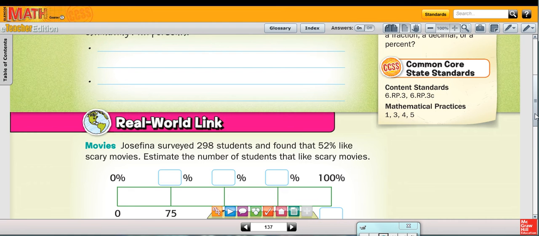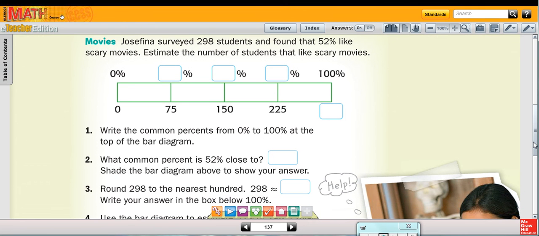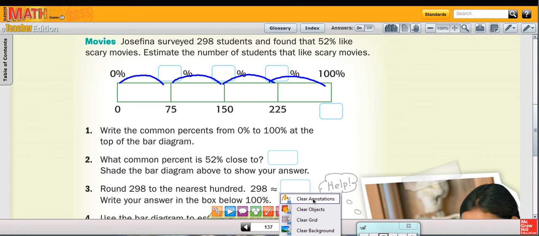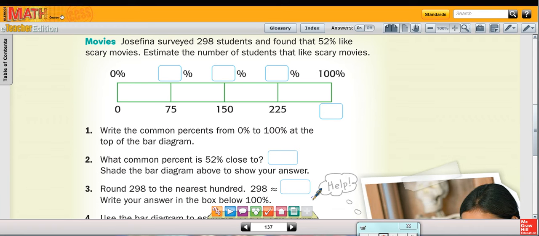Take a look at our real world link here. Josephina surveyed 298 students and found that 52% like scary movies. Estimate the number of students that like scary movies. So if you had to go and fill these percentages in for number one, how many groups were there? Bailey? 4. So because there were 4 groups, we had to determine what our percentages would be. What's this first one at 75? 25%, then 50, and 75. Okay, so that completed question number 1.